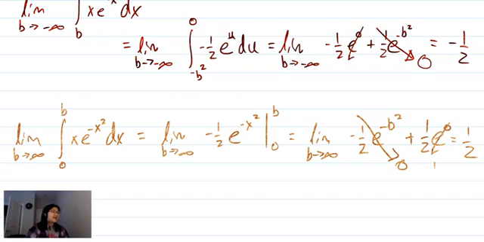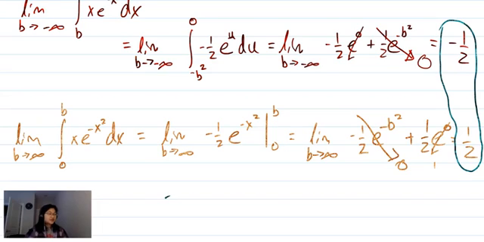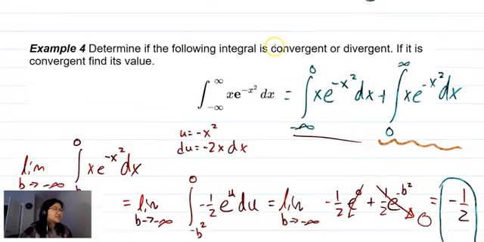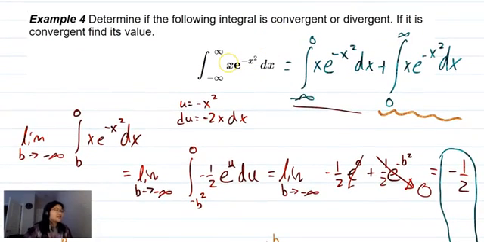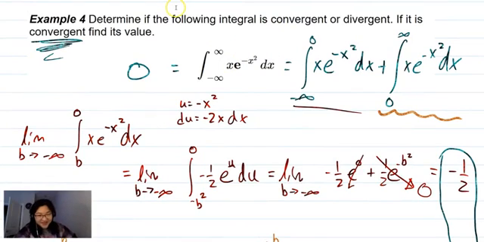So now when we add these two up, negative 1/2 plus 1/2 is 0. So we got convergence, and we got this to be 0. Convergence. Cool. And you thought it would never happen.